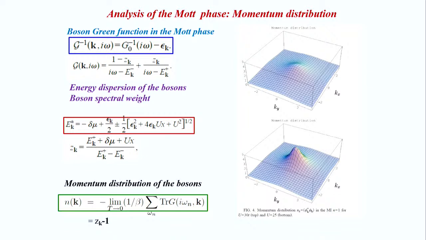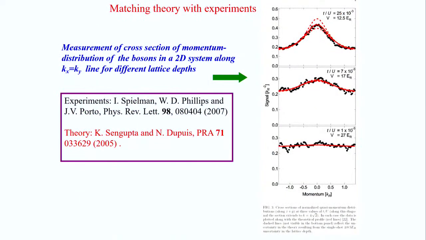So as you start from the Mott phase and you go to the superfluid state, if you measure the momentum distribution, you see that the approach to superfluidity is shown by a precursor peak, which develops exactly at k equal to 0. This is something that we looked at, and there was an experiment by Ian Spielman's group in 2007, which had a reasonable match with our data. So this precursor peak is very well captured by this Green's function theory. This is one way of understanding the properties of the Mott phase in the strong correlation limit of these bosons.